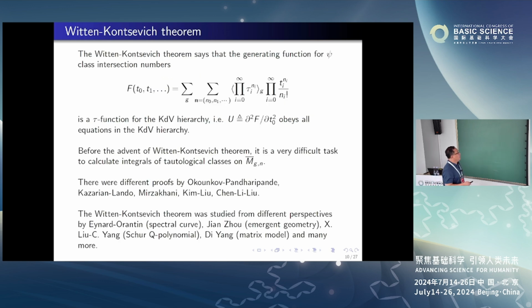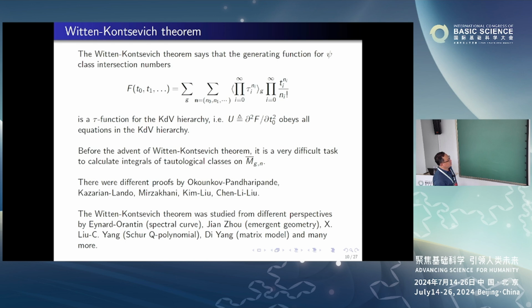So it's a remarkable discovery. I think a very important development, because when Mumford introduced the theory of intersections on moduli space, people could only calculate some very low genus cases. But Witten, motivated by physics, 2D gravity and two different models, introduced these generating functions of psi class intersection numbers.